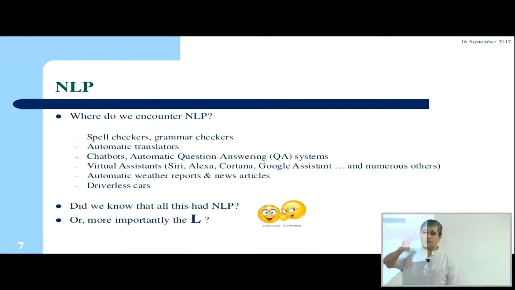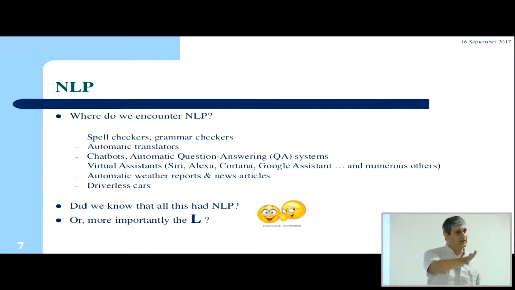So, the most well known is Google, but you have Bing translators in Bing everywhere. So, automatic translators. Then you have chatbots, automatic question answering systems. Chatbots is another buzzword these days. Everybody is behind chatbots. All startups, they want to create chatbots.